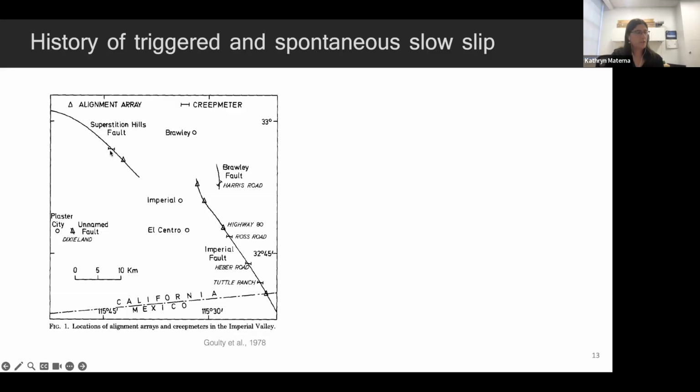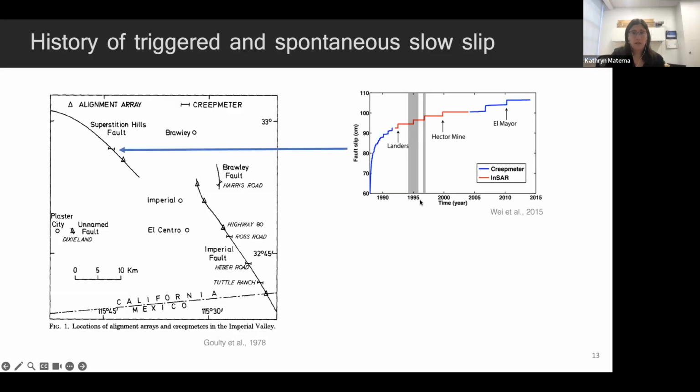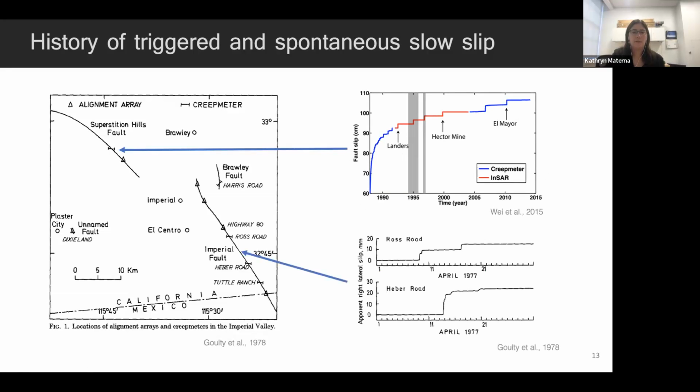In the case of the Superstition Hills Fault, this symbol here on an early map is the creep meter. The history of slip at that creep meter looks something like this. It has a lot of afterslip from the 1987 earthquakes, and some of these episodes are triggered. And then in the case of the Imperial Fault, there's also a history of creep. This creep meter here, labeled Ross Road, is the one that we'll use in looking at the data today.